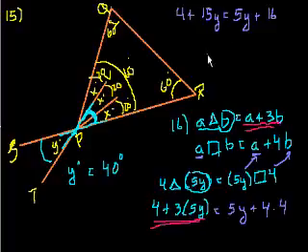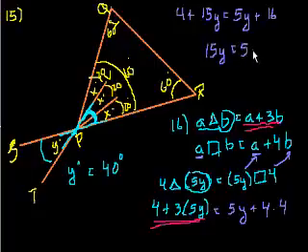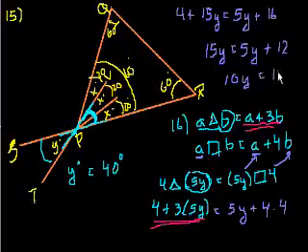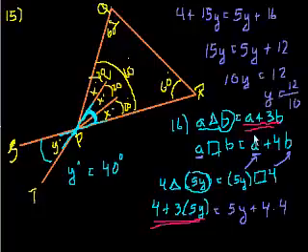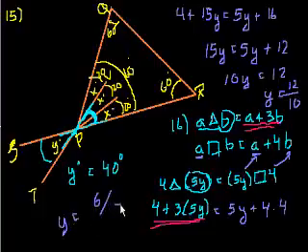Let's take 4 from both sides. So you get 15y equals 5y plus 12. Take 5y from both sides. You get 10y is equal to 12. y is equal to 12 tenths. And then we can reduce that, right? Divide the top and the bottom by 2. So y is equal to 6 over 5. And that is our answer.